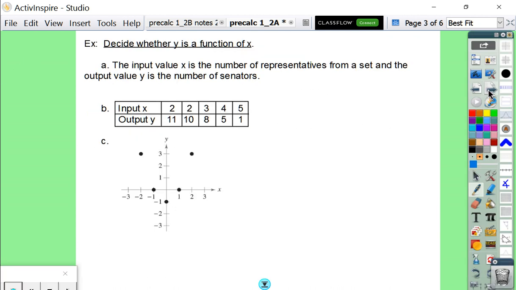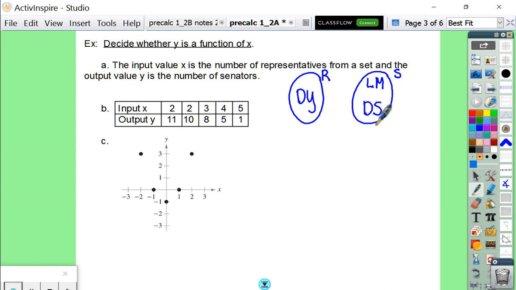So decide whether y is a function of x. Okay, so the input value x is the number of representatives from a set, and the output value of y is the number of senators. So let's look at Alaska, for instance. This is our representatives, and this is our senators. So in our representatives, we have right now Don Young, and then in our senators, we have Lisa Murkowski and Dan Sullivan.